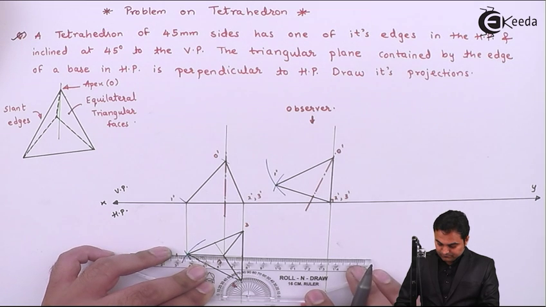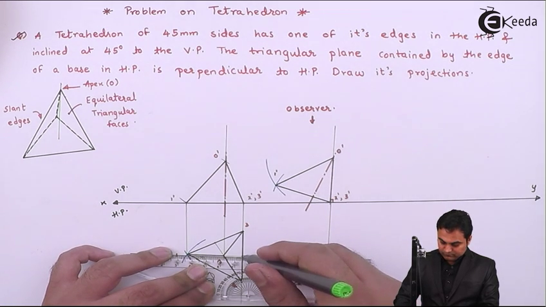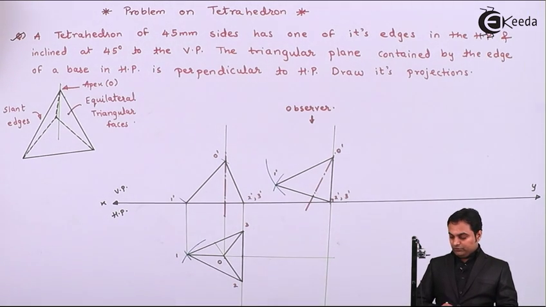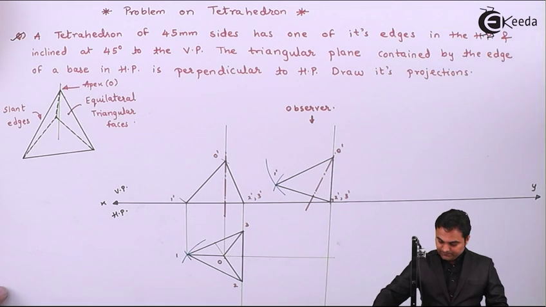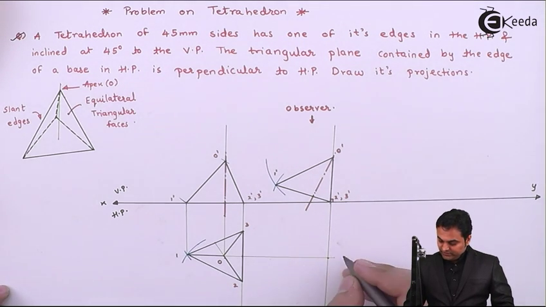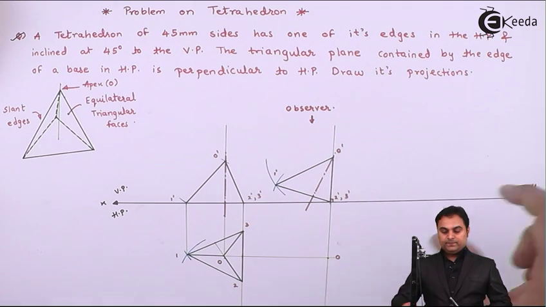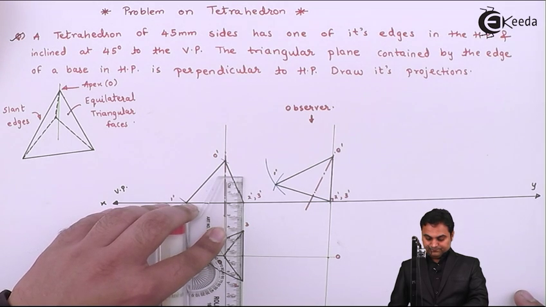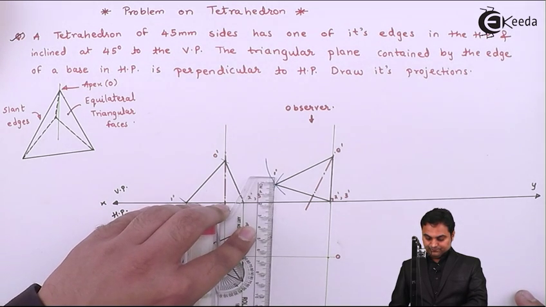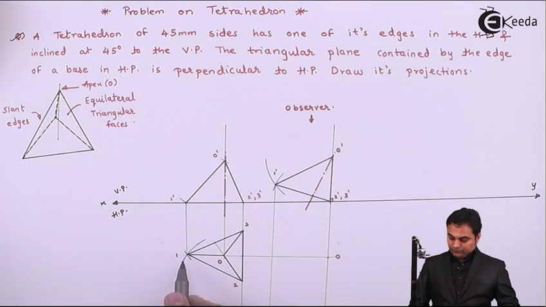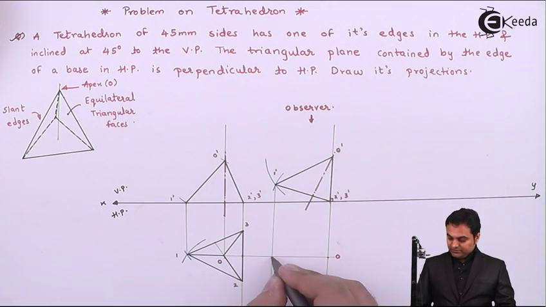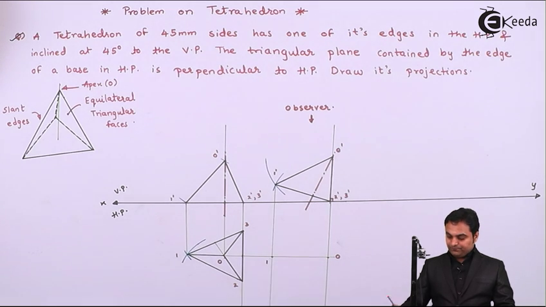Next, so O dash from the front view, point O from the top view, wherever they intersect, that will give me point O of the apex. Next, point 1 dash is visible. So 1 dash, point 1 and O are on the same line. So wherever 1 dash and 1 intersect, that gives me point 1.